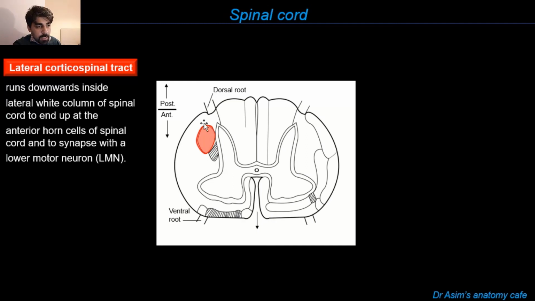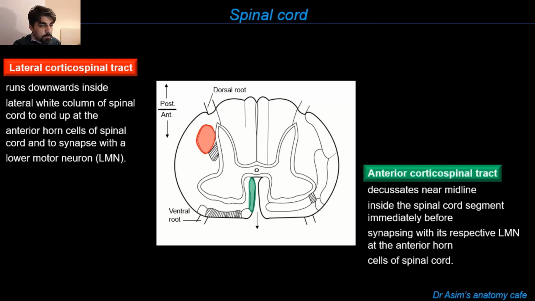You can see that 80% of the fibers of the corticospinal tract which cross, forming the lateral corticospinal tract, can be seen descending down over here in the lateral white column of the spinal cord, in the lateral white matter of the spinal cord. 20% of the fibers which do not cross run ventrally. They are still ventrally situated. They run as the anterior corticospinal tract, very close to the midline over here.